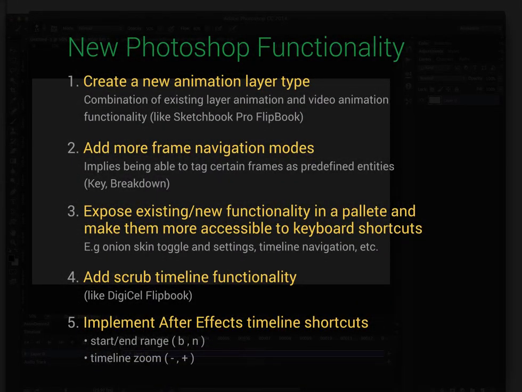So solutions would be five things. Create a new animation layer type. Essentially, it's a layer animation functionality plus video layer method. And that would equal this new animation layer type, which simulates Sketchbook Pro's flipbook timeline functionality. Second, add more frame navigation modes. And that implies being able to tag certain frames as predefined entities like keys or breakdown frames.